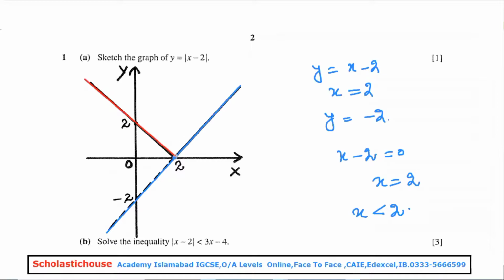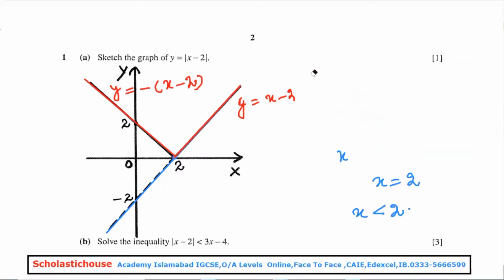So in this way, the final answer will be this, in red lines. This part we can write y is equal to x minus 2, and this part we can write y is equal to minus x minus 2. So in this way, this question has been done. That is very easy.